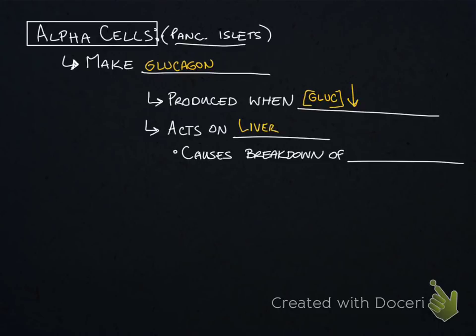Glucagon acts on the liver, and it causes a breakdown of glycogen. Now remember, glycogen is how the liver stores glucose. So its aim is to increase the level of glucose in the blood.